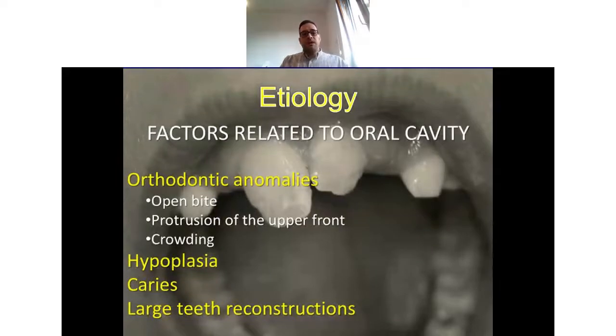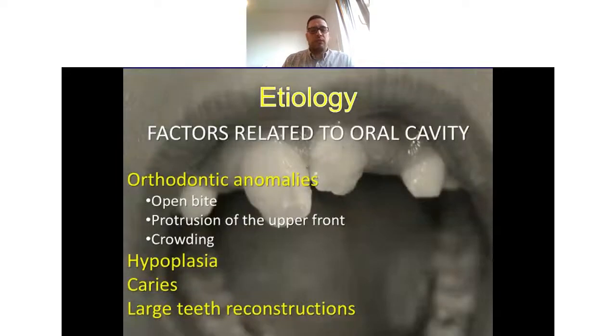That's the whole point. So in order to know the etiology of injuries, we have to consider certain factors that are related to the oral cavity or to the space or the object that actually makes the injury. Factors that are related to the oral cavity are mostly orthodontic anomalies. These orthodontic anomalies can be open bite, protrusion of the upper front, which is basically one of the things that is mostly talked about, and crowding as well. Hypoplasia, caries, and large teeth reconstructions. Why is it so? Because orthodontic anomalies like open bite or protrusion of the upper front are the things that mostly influence the type of injury. You will see on the next slide why I say so.